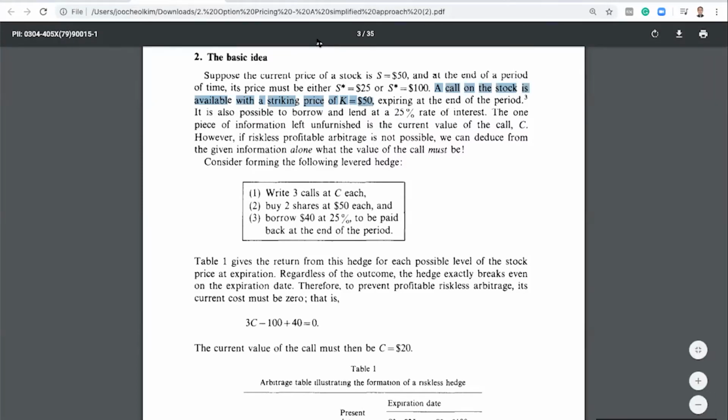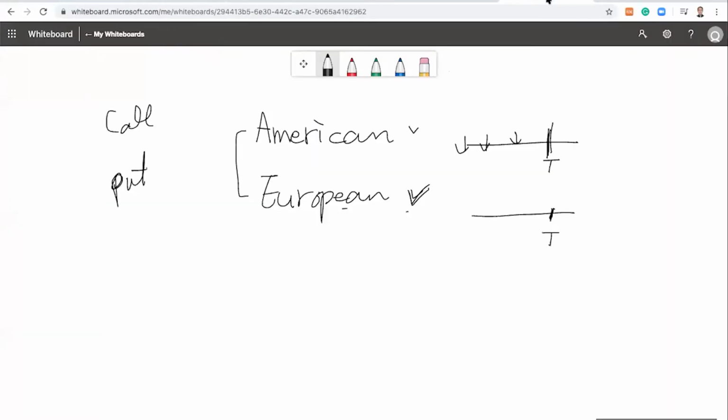Everyone remembers the payoff of the call option, and it was max(S_T minus K, 0). So this is the payoff of the call option, and remember that this is the payoff at the maturity time.